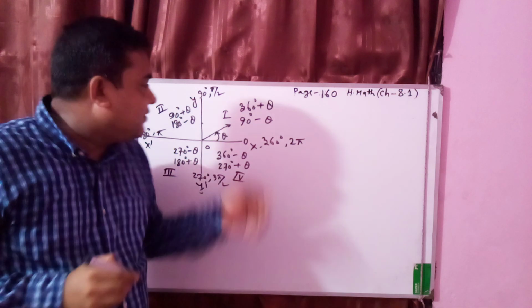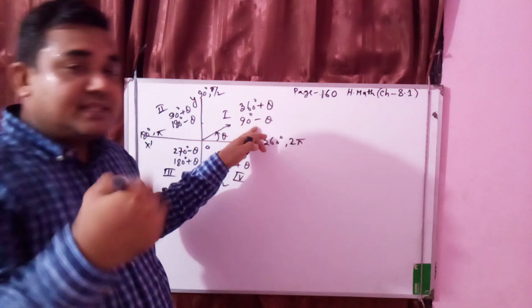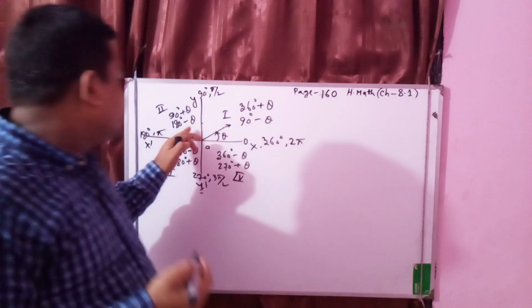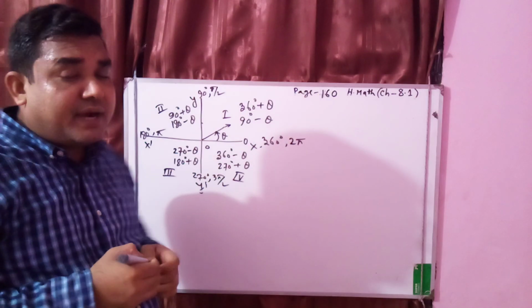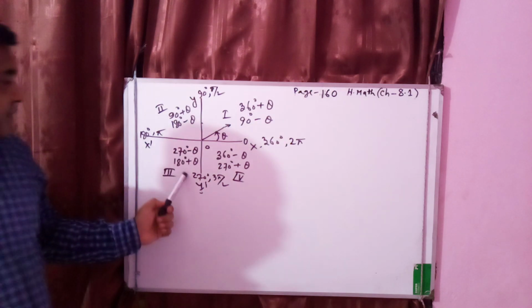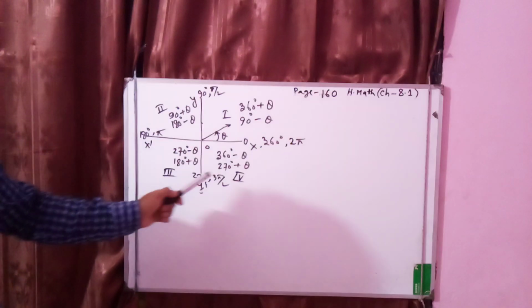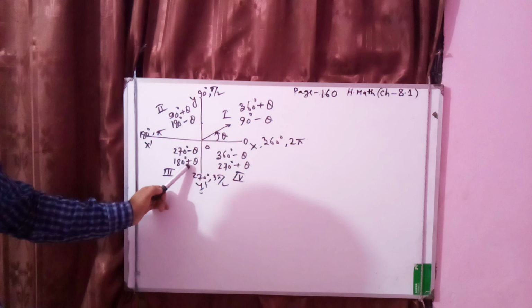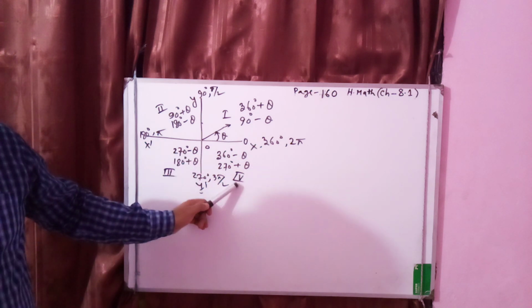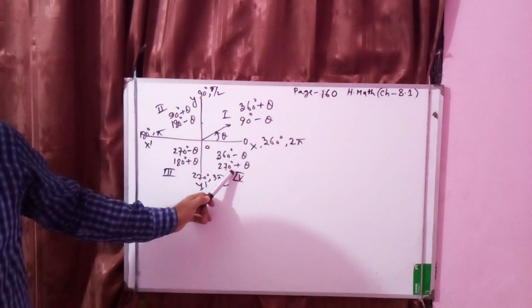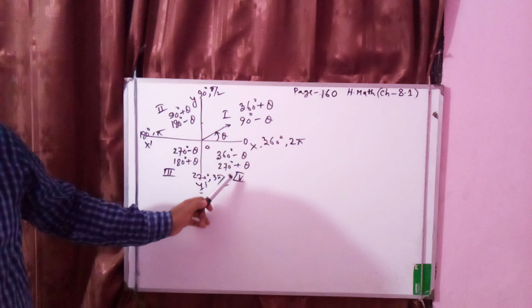So we see that in the first quadrant, 360 degree plus theta. In the second quadrant we see 180 degree minus theta and 90 degree plus theta. In the third quadrant we see 270 degree minus theta and 180 degree plus theta. In the fourth quadrant we see 360 degree minus theta and 270 degree plus theta.